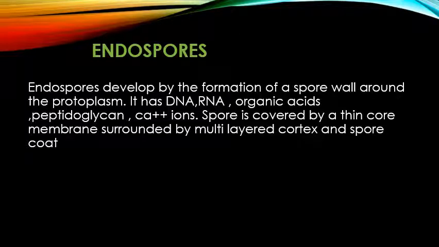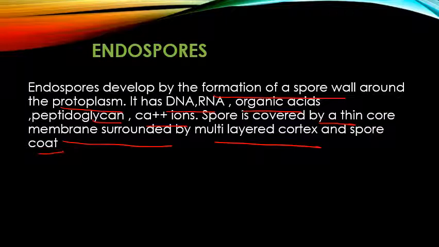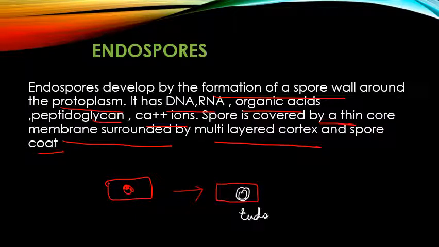Next, coming to endospore. An endospore develops by the formation of a spore wall around the protoplasm. It has DNA, RNA, organic acids, peptidoglycan, and calcium ions. The spore is covered by a thin core membrane surrounded by a multi-layered cortex and space. Normally this is a bacterial cell under favorable conditions, right? Now when these bacterial cells get exposed to unfavorable conditions, what will happen? There will be a formation of spores, and these spores we call endospores, and this takes place under unfavorable conditions.